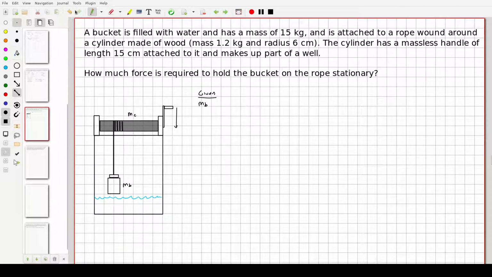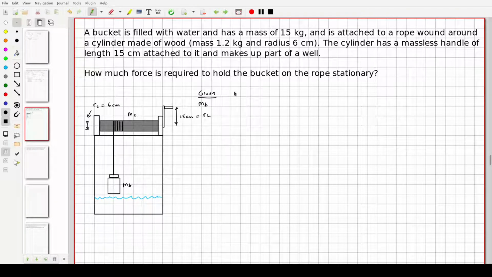It's not the best thing in the world, but it'll have to do. So this distance right here is 15 centimeters. So that's the length of the handle. I'm going to call that R sub H. Okay. Now, we also have the actual radius of our wooden cylinder here, which I'll call R sub C. And R sub C is 6 centimeters.